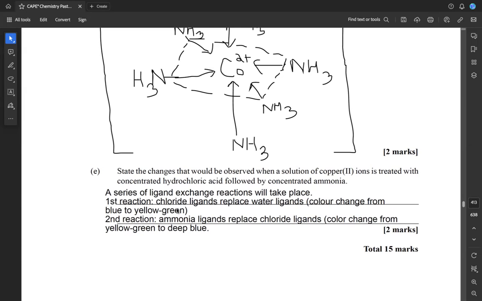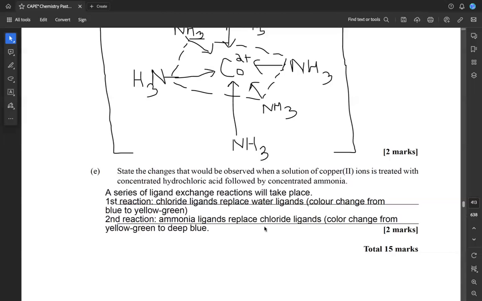So when copper is complexed with water, it's blue, right? And when the chloride then comes in and replaces those water ligands, we'll see yellow-green, right? And then in the second reaction, where we follow that up with concentrated ammonia, the ammonia ligands are then going to replace the chloride ligands that were there from this step. And so then we're going to see a color change from yellow-green, right, which is what it is when there was chloride there, to deep blue, which is when the ammonia has now substituted out all of the chloride ligands that existed before.